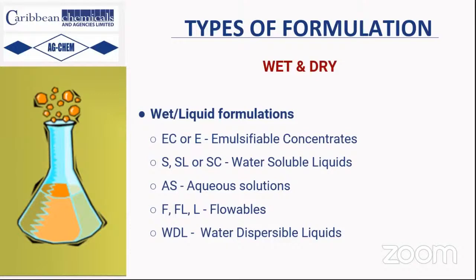Types of formulation. You have wet formulations and dry formulations. First, we're going to look at the wet, otherwise called liquid, formulations. These are your ECs or E, which means emulsifiable concentrate. One example of that would be your Caratrax. You have your S, SL, or SC, which would be soluble liquid or soluble concentrate, and the example of that would be like your Caprid.